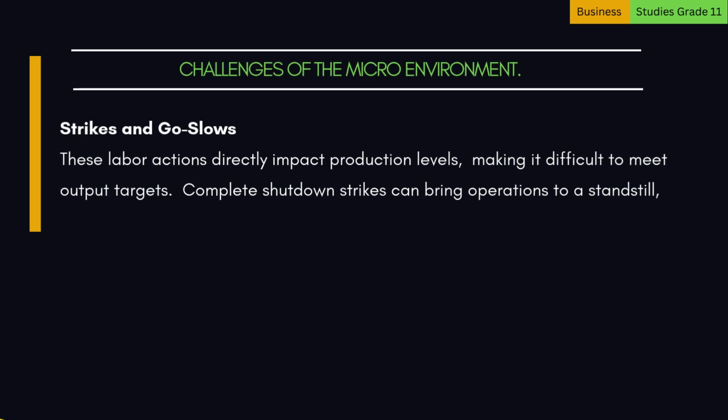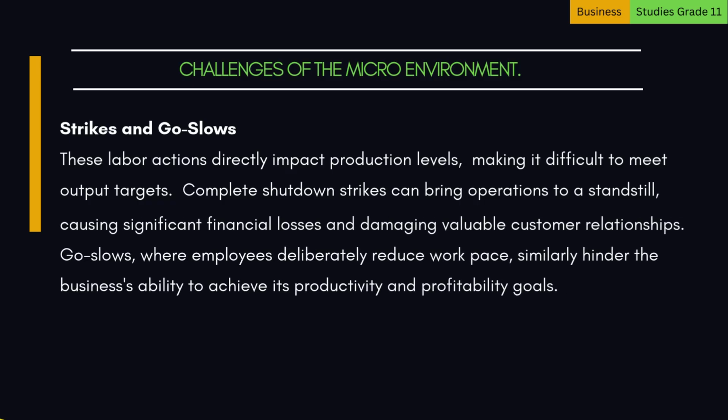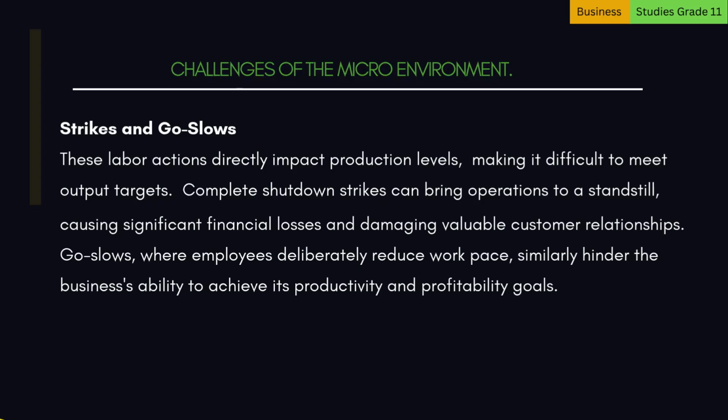5. Strikes and go-slows. These labor actions directly impact production levels, making it difficult to meet output targets. Complete shutdown strikes can bring operations to a standstill, causing significant financial losses and damaging valuable customer relationships. Go-slows, where employees deliberately reduce work pace, similarly hinder the business's ability to achieve its productivity and profitability goals.